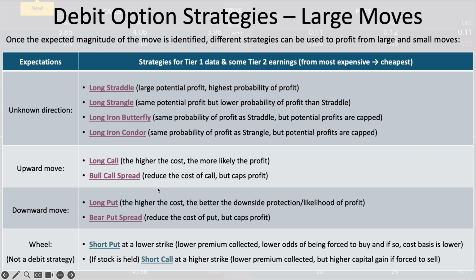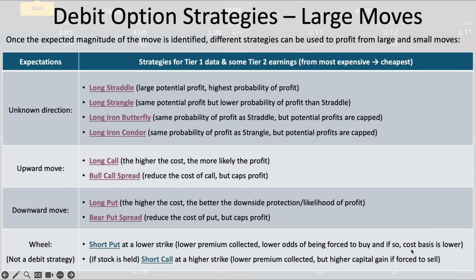Now, the wheel is not a debit strategy. You don't pay. You always receive premiums, because that is the purpose of the wheel. If you see that a large move will be coming, you are more conservative in your short puts. When you have the cash, you sell the puts, so you sell at a lower strike. You get lower premium, but you are also less likely to be assigned, so you are less likely to be forced to buy the stock.